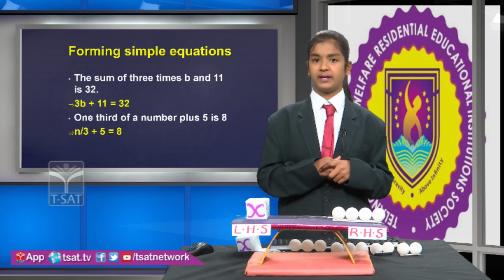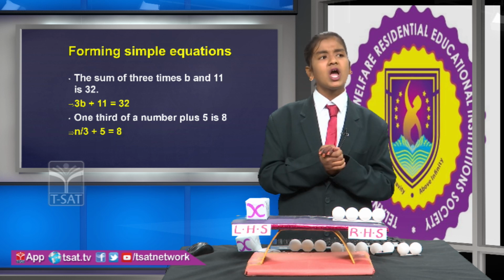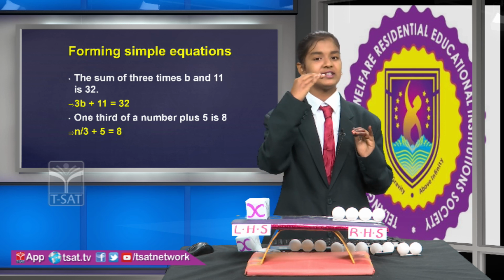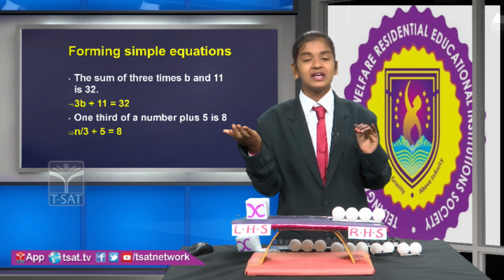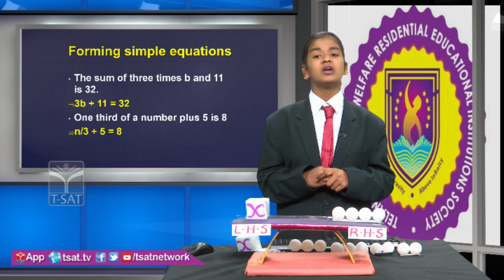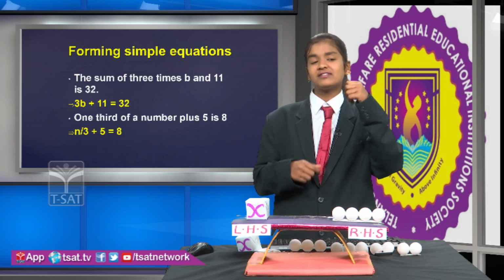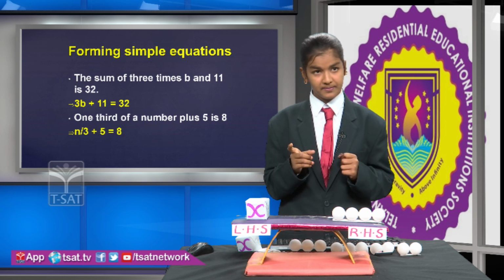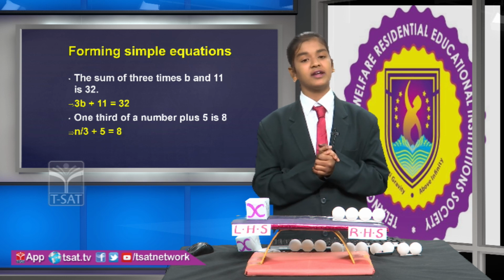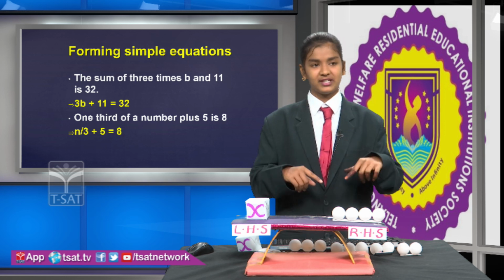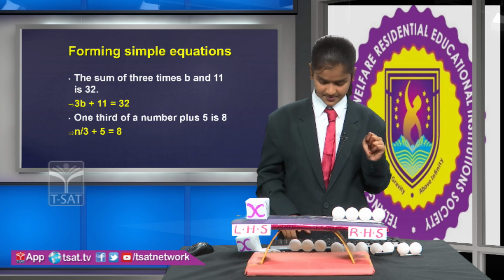And the next one is, 1/3 of a number plus 5 is 8. So we don't know the number. Let the number be n. And 1/3 of a number, which is 1 by 3 into n, that is n by 3. So plus 5 is 8. So friends, n by 3 plus 5 equals 8. The given statement is 1/3 of a number plus 5 is 8. So the equation is n by 3 plus 5 equals 8.